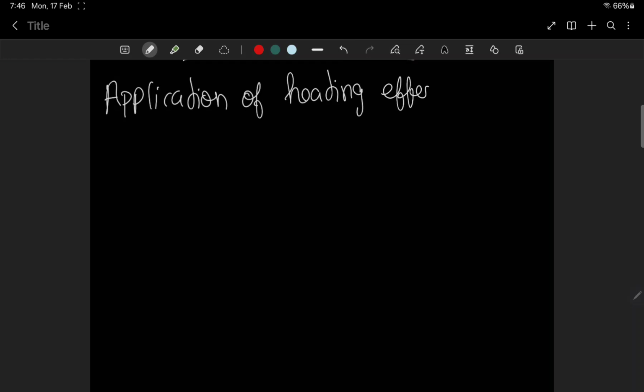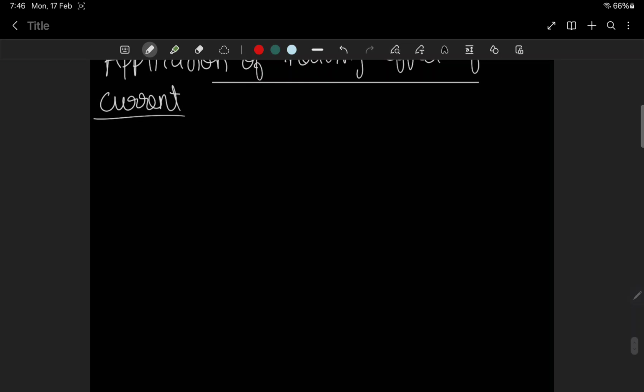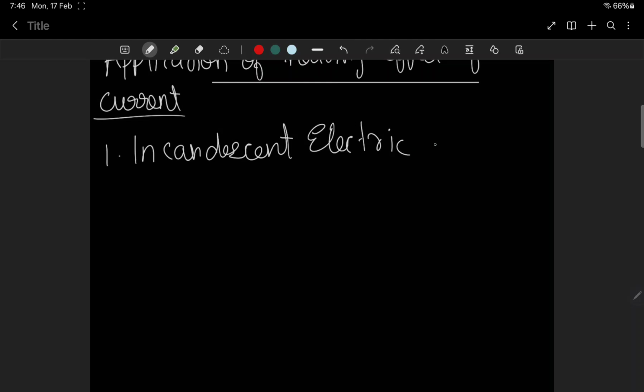Now, application of heating effect of current. Why we use the heating effect? That is electrical heating effect of current. Application of heating effect of current. One is incandescent lamps. That is normal electric bulbs. Incandescent electric bulb.